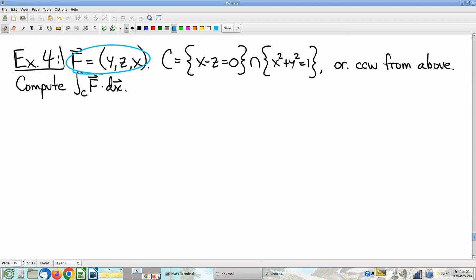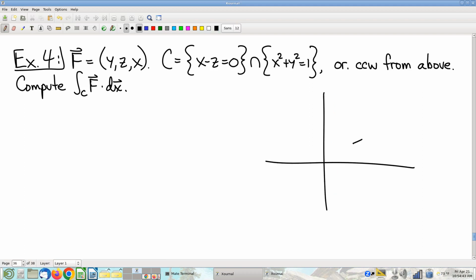We got the same vector field. We got a cylinder and a plane. Very little different here, but there is a critical difference. So this is another scenario that can come up. Let me draw the picture again quickly because it's a very similar picture.